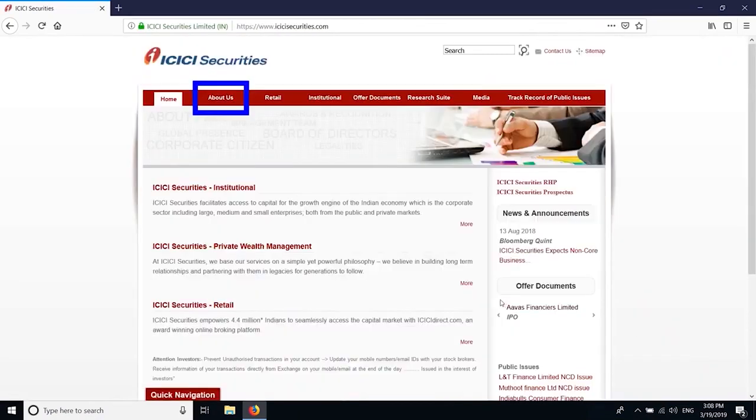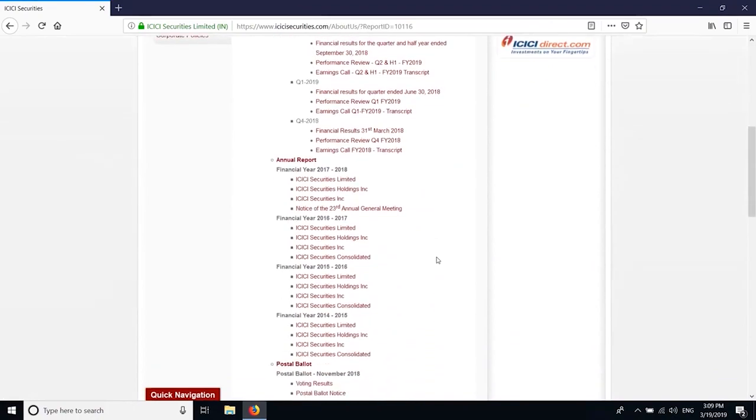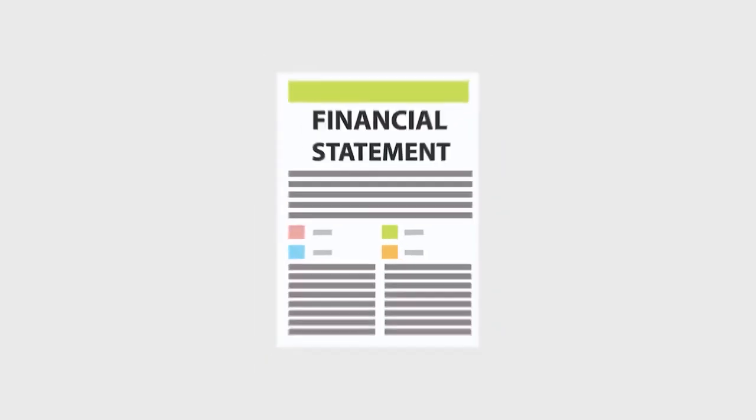Similarly, we are going to analyze ICICI Securities. To get the ICICI Securities financial statements, you will have to go to the ICICI Securities website, icicisecurities.com, and click on the About Us section. After this, you will see the section on Investor Relations. If you click on this, you will get the financial statements for ICICI Securities.